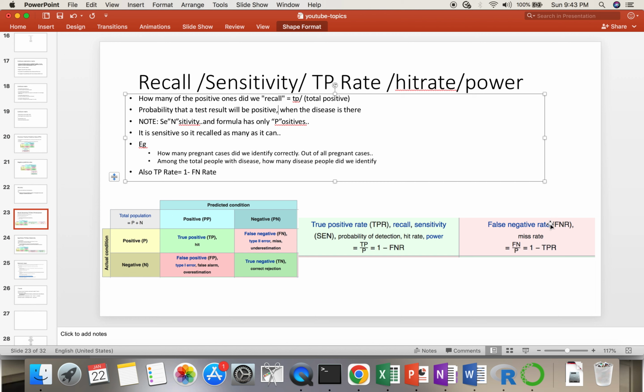Now the counterpart to that is false negative rate, which is 1 minus true positive rate. This is the true positive rate here, and the other side is false negative. False negative rate, also called miss rate, together with true positive rate sums to 1, the total positive. So the denominator gives positive. False negative rate will be 1 minus true positive rate. So recall, sensitivity, true positive rate, hit rate, power all mean the same.